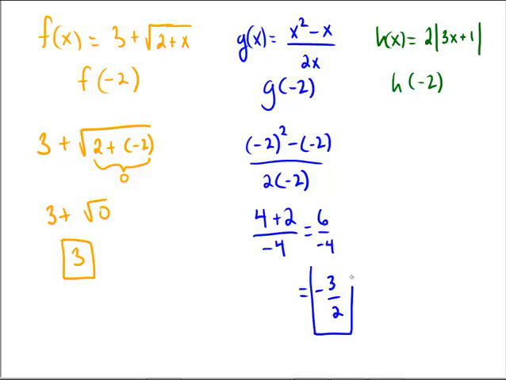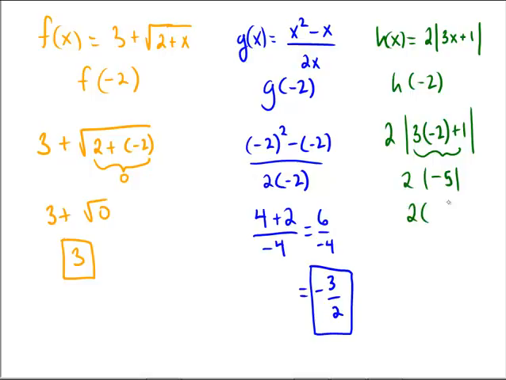negative 3/2. And finally, in green, an absolute value function, h of negative 2 would be 2 times the absolute value of 3 times negative 2 plus 1, replacing x with negative 2. 3 times negative 2 is negative 6, and negative 6 plus 1 is negative 5. That's in an absolute value. The absolute value of negative 5 is 5, and therefore the final answer there would be 10.